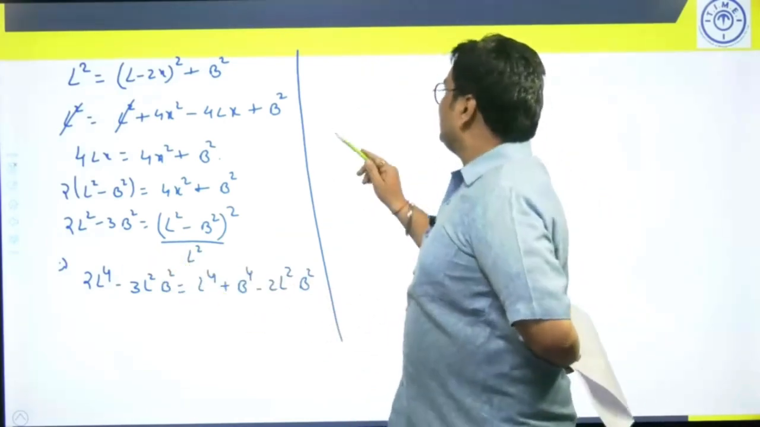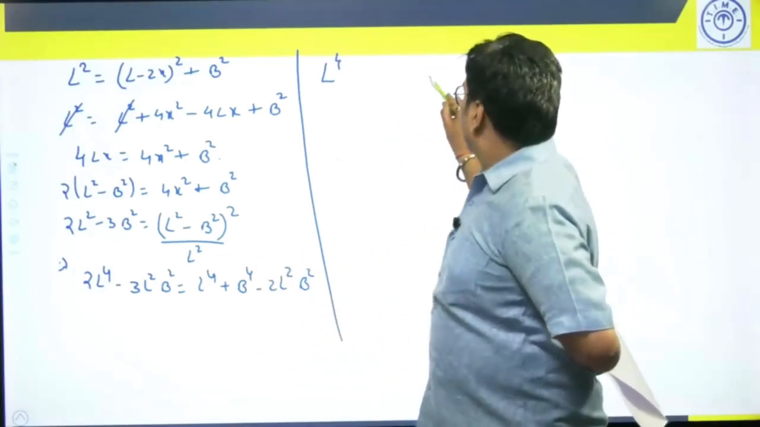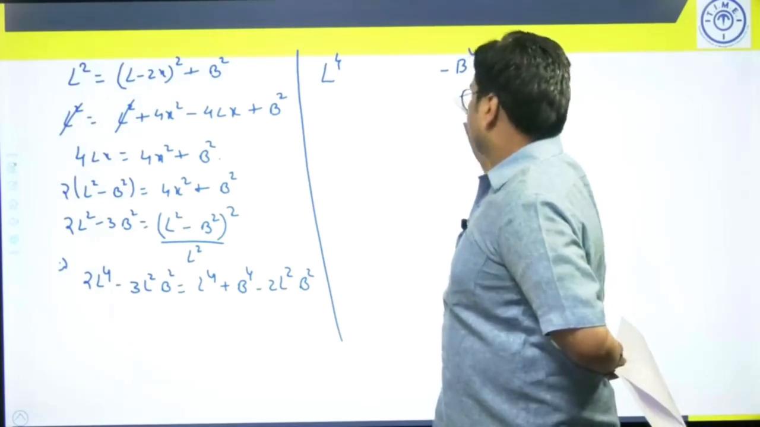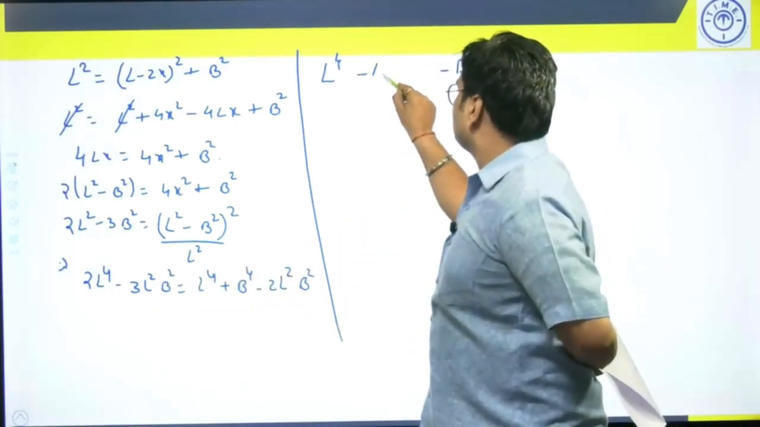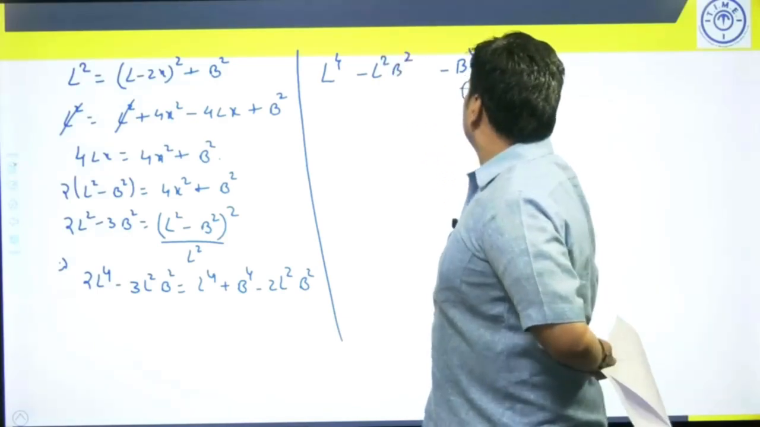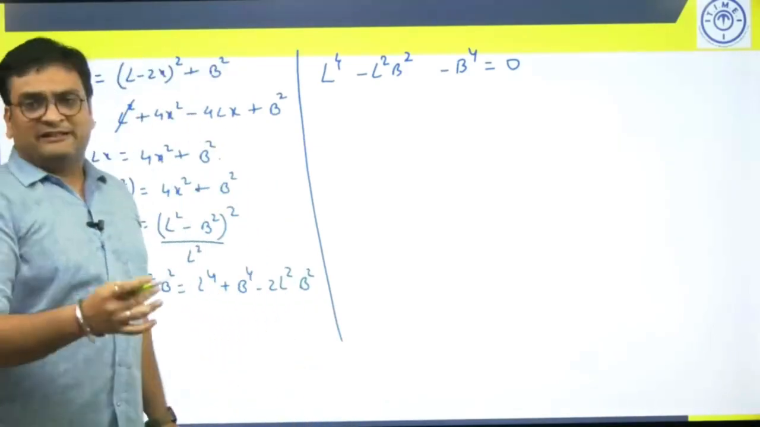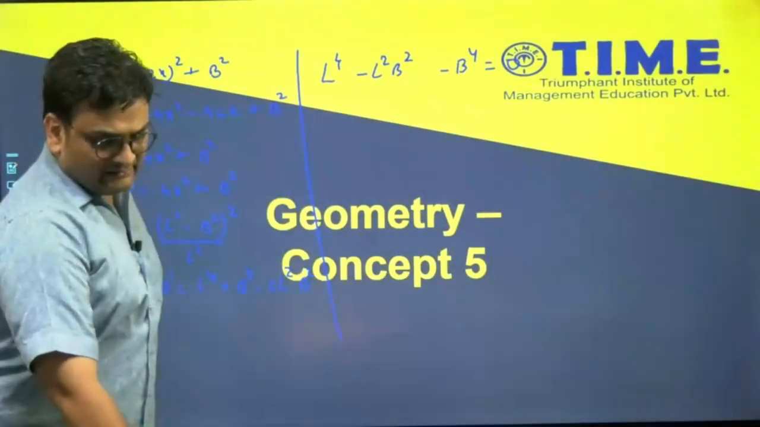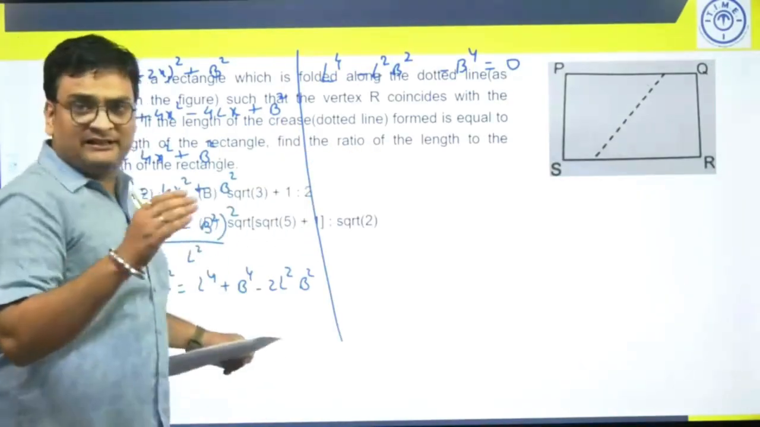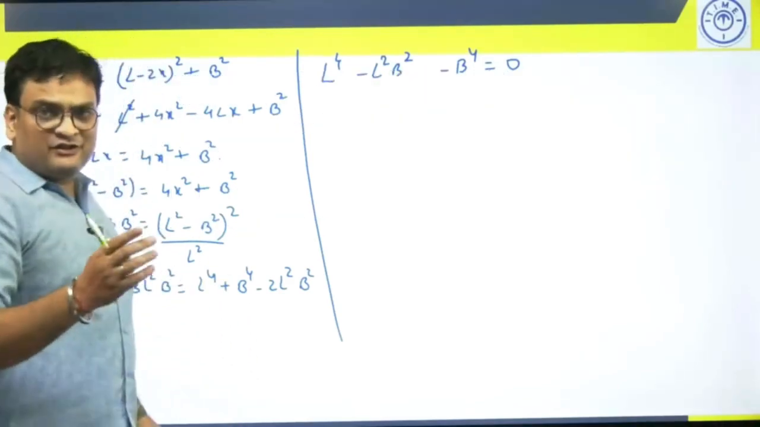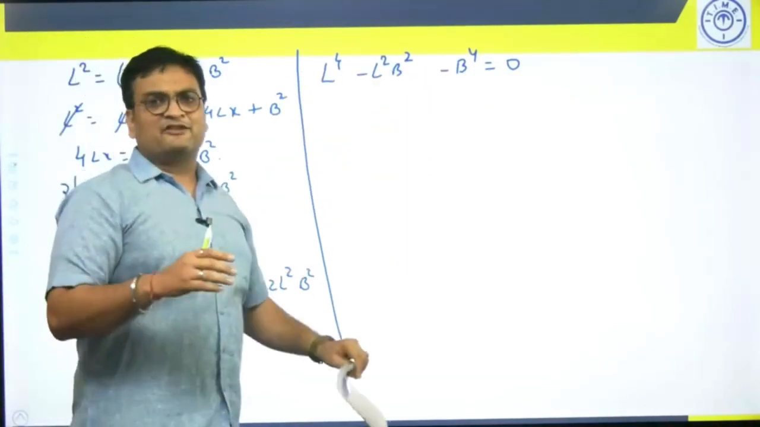So 2l power 4 minus L power 4 is L power 4 minus B power 4 minus 3l square B square plus 2l square B square is minus L square B square will be equal to 0. Now what do we want to find out? We want to find out L is to B. If you look at the question, originally the question was we had to find the ratio of length of the rectangle and breadth of the rectangle. We have to find L is to B. So what we'll do for that is, let us simply divide this entire equation by b power 4.